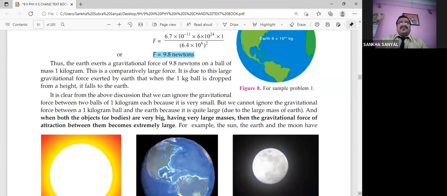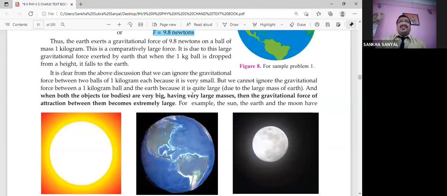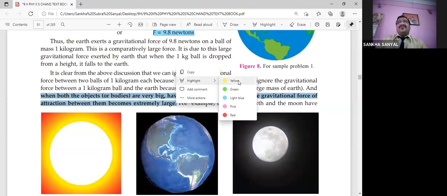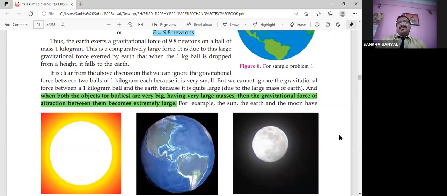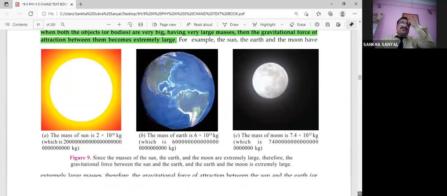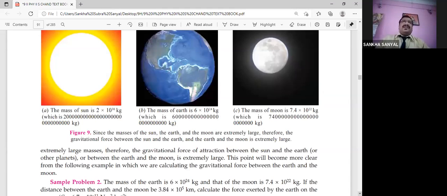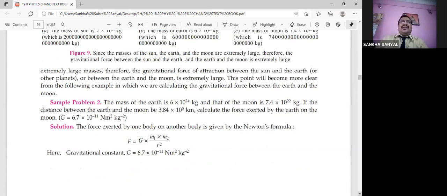When two objects or bodies are very big, having very large masses, then the gravitational force of attraction between them becomes very large. Because in that case, what happens? The bigger values are being dealt with. Then it won't be 1 kg, it would be comparable masses. Since the masses would be comparable, since the distance would be huge, the calculations will show that the force would be much, much more when it is the attraction between the sun and the earth, or the moon and the earth. It will be something like that.